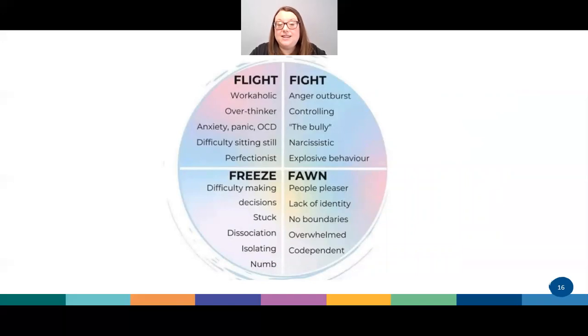Other people engage in fight responses to trauma. It could be actually fighting in response to a trigger or in response to a confrontation. It could also look like anger outbursts, trying to control others or to control the environment around them. They may be seen as the bully in interactions. They may display narcissistic symptoms or tendencies. They can also have explosive behavior.